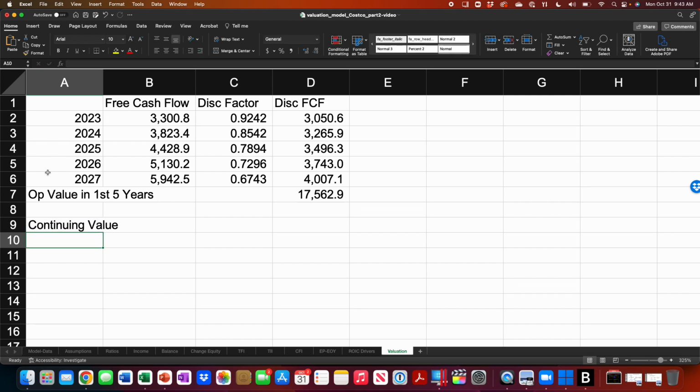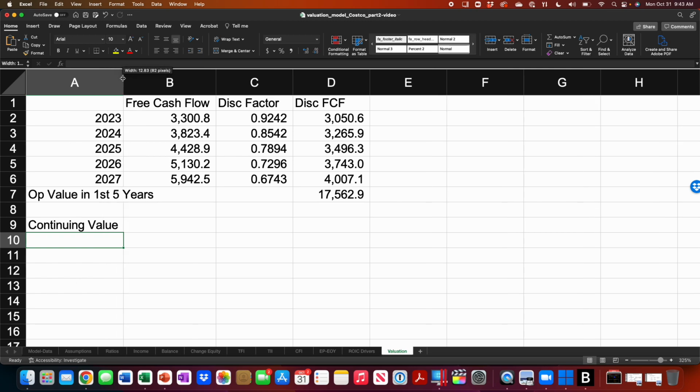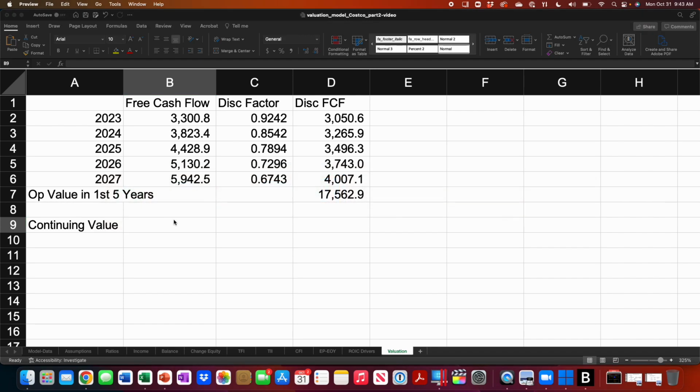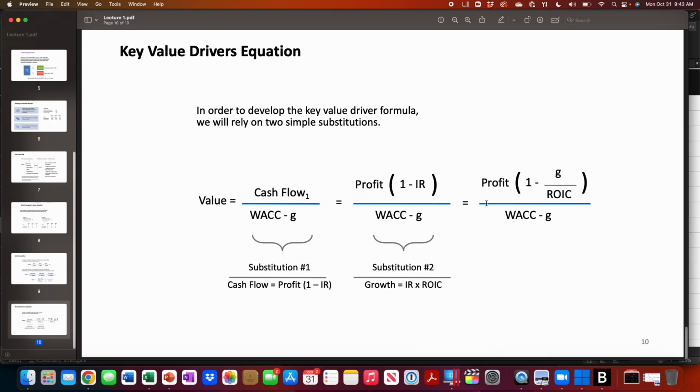Okay. And we're going to put this in B9. And what we're going to put into B9 is the perpetuity value of the firm, which we're going to use a growing perpetuity, aka the key value driver equation. Okay? So if we go back to our lecture notes or the book, that would be that formula right there. Okay? So that's the formula we're going to use for the continuing value period.